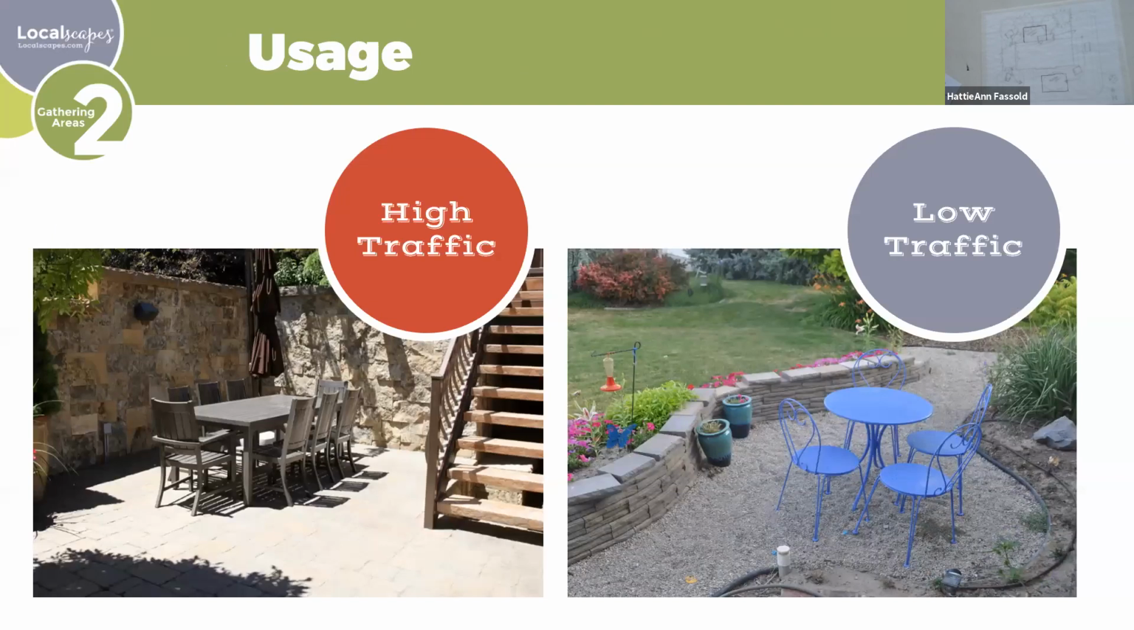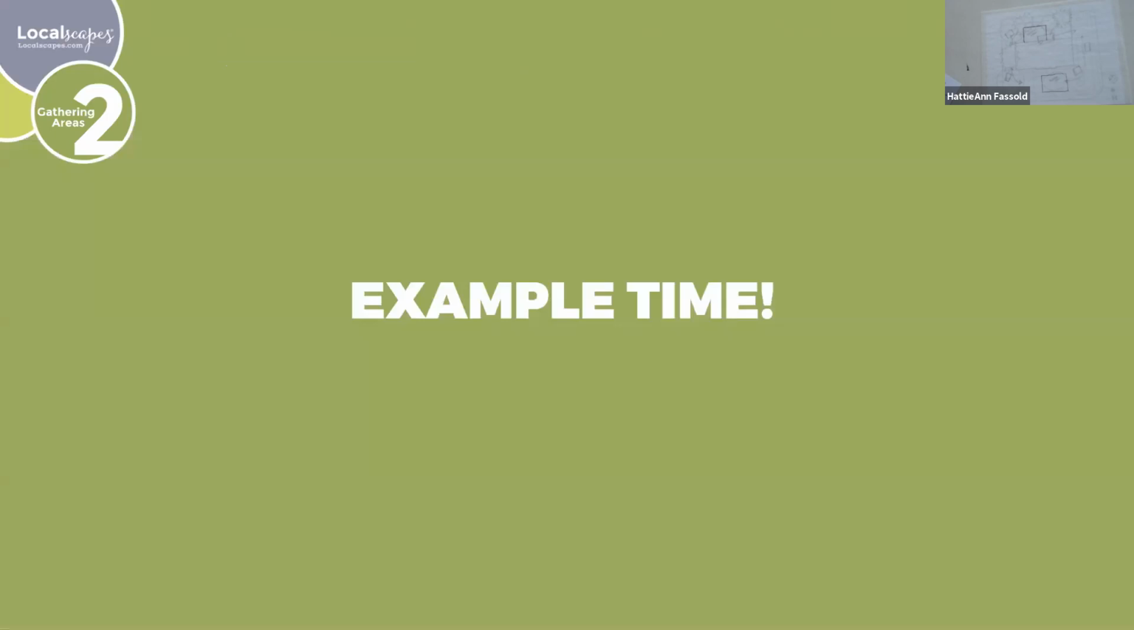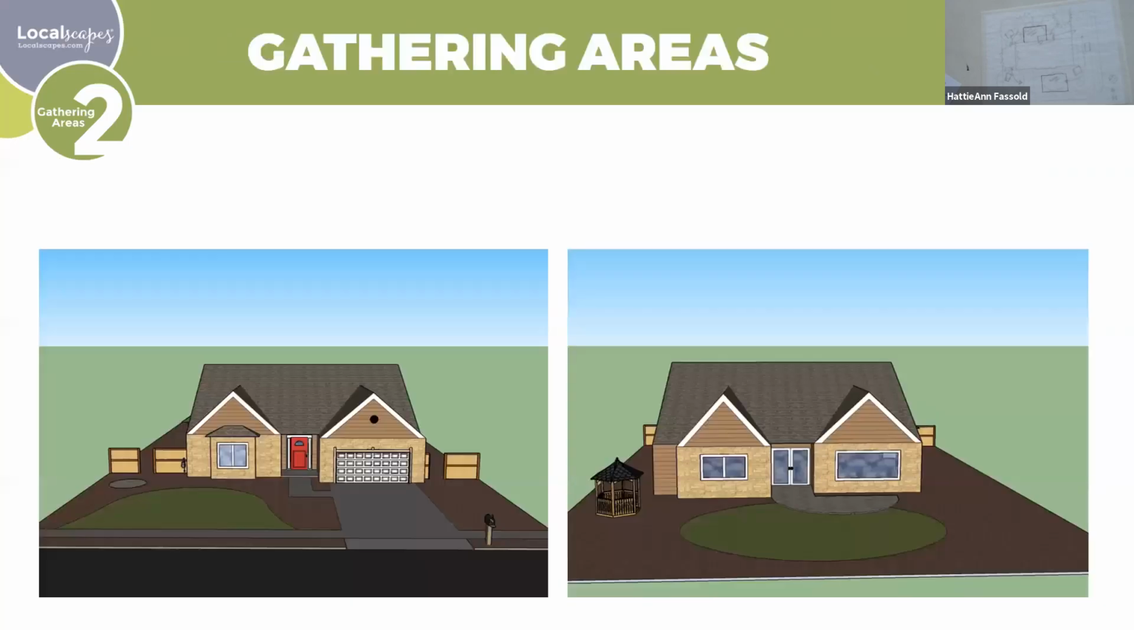I'm going to do gathering areas, activity zones, and pathways, and then we're going to do them all together as me showing you them. So I'm not going to do an example right now. We're just going to move on because it's good if you do them all together because they all kind of relate to one another. So here's our gathering areas in relation to our 3D model.